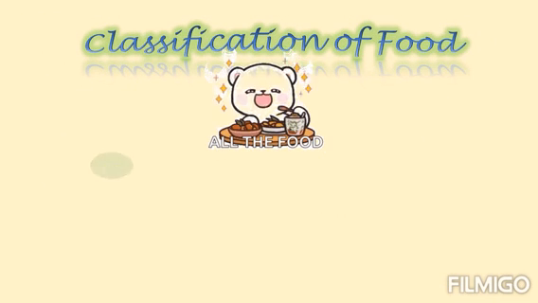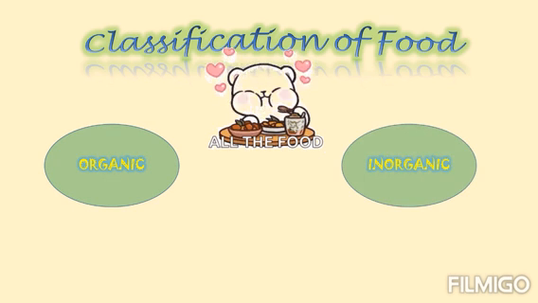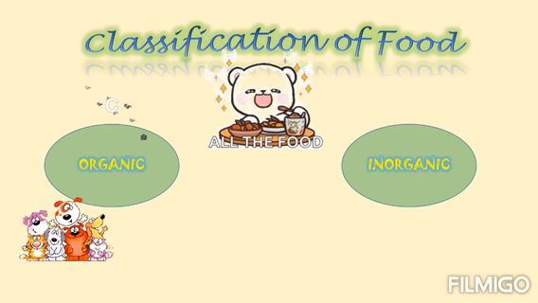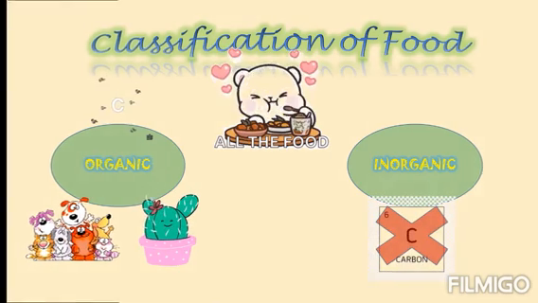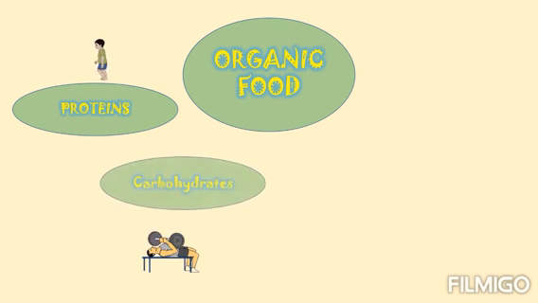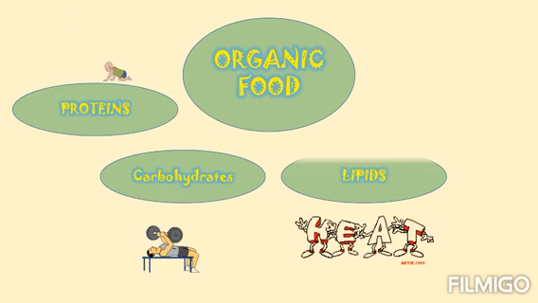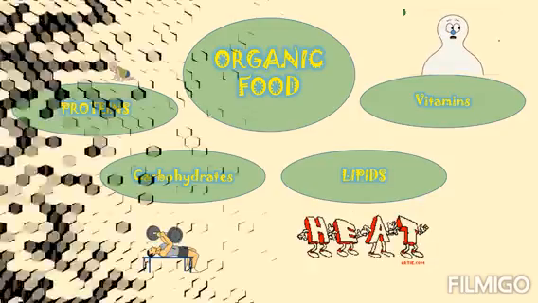At first, if you want to classify food, the food that we eat can be classified into organic and inorganic. Organic substances are substances that contain carbon atoms, and they are of animal or plant origin, while inorganic substances don't contain carbon at all. If we move to organic food, they include proteins for growth, as we said previously, carbohydrates, and lipids. Finally, vitamins that provide us with protection and immunity.